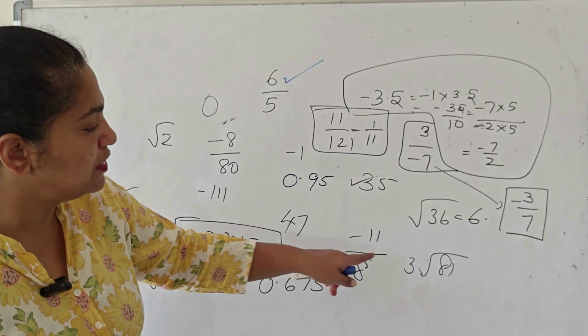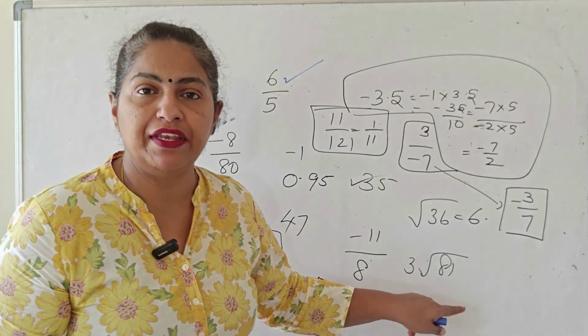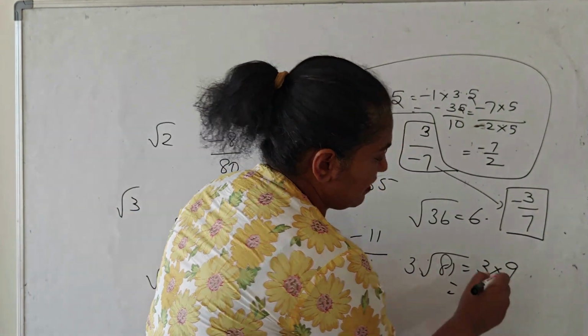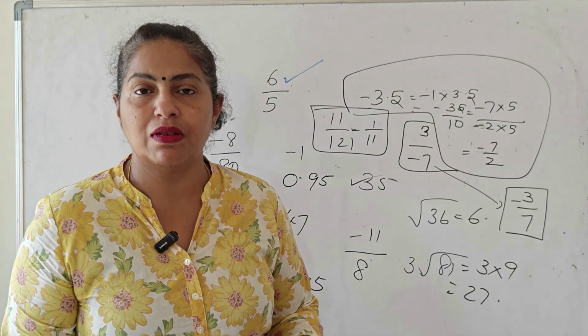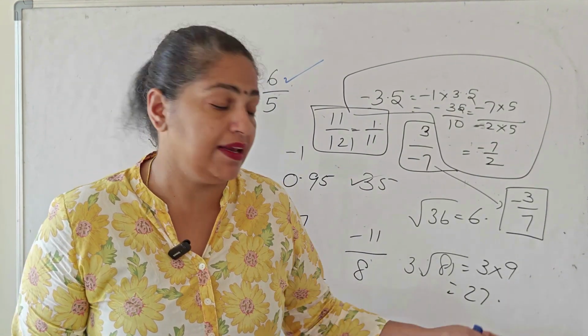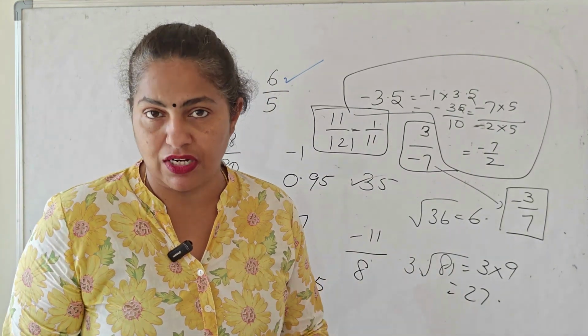Okay, now 3 into root of 81. Root of 81 is 9. So basically this number is 27. So 27 again can be represented as 27 by 1, which is a standard form of a rational number. Hence 3 root 81 is a rational number.